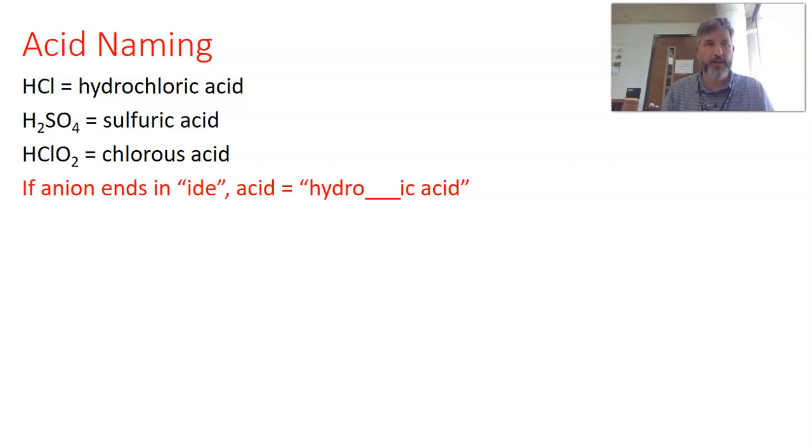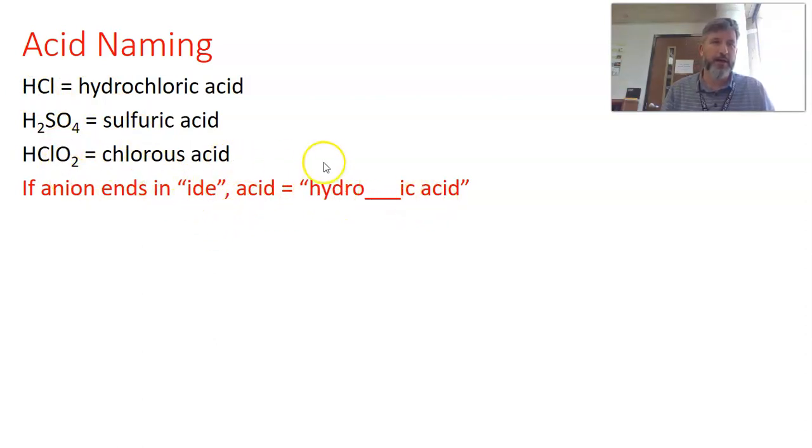So for example, up here we have chloride, right? And so HCl is going to be considered hydrochloric acid, okay? So chloride as an acid is hydrochloric acid. So it starts with hydro, ends with ic.